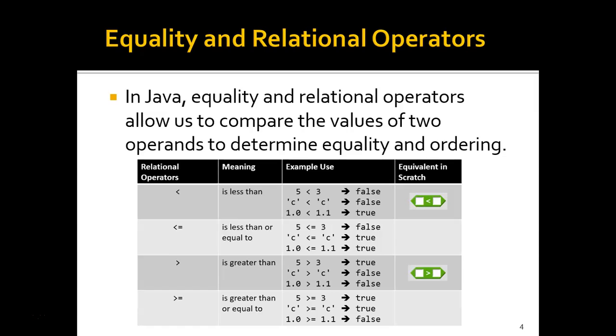In terms of relational operators, that's less than, less than or equal to, greater than, greater than or equal to, this is all the same as what you've seen in Python. So if I did 5 is less than 3, it would return false. If I did character 'C' is less than character 'C', it would return false, and that's because Java looks at the character value of something, and it looks at its ASCII value. So for example, the computer reads the letter C as a number, right?